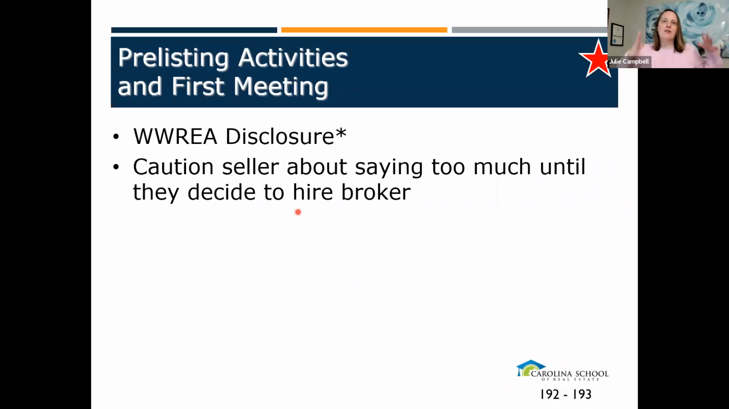And doesn't the seller have the right to know up front that I have the duty to share that with the buyer? So we need to make sure, again, maybe you know you're in a competitive listing, maybe you don't, but we still need to make sure that we do our disclosure so we can caution the seller. If they, for whatever reason, don't hire you, they don't have your loyalty. Your loyalty doesn't belong to them.